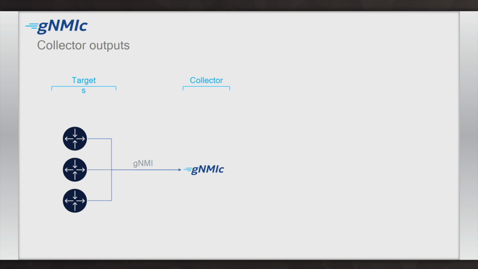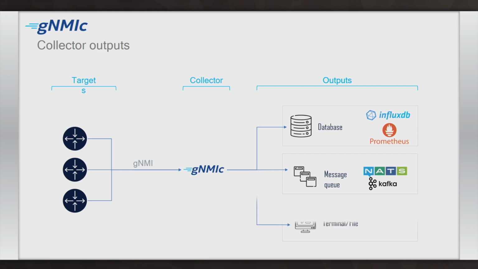Okay. So outputs. Again, gNMIc can write to multiple different types of outputs. InfluxDB and Prometheus, the TSDBs, are usually what you see used. But with closed loop automation use cases, it makes more sense to write that data into a message bus. That's Kafka, what's supported by gNMIc, and you have a subscriber to that message queue on the other side, ingesting that data and acting on it. You can write to different outputs at the same time.